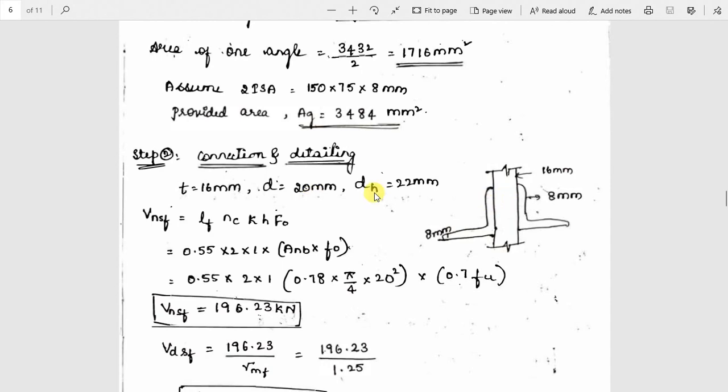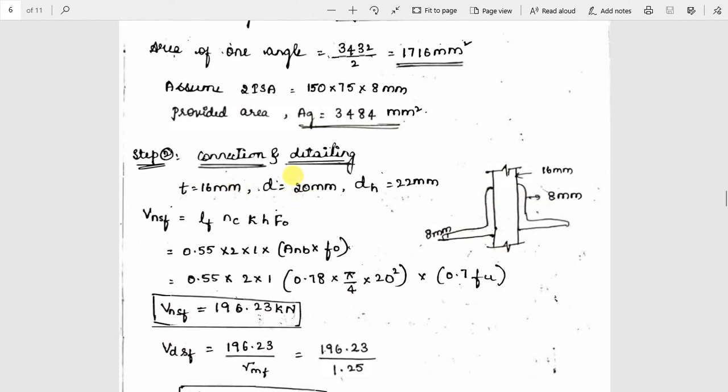So deciding T is between 16 and the summation of these two thicknesses. So T will be equal to 16. Both this value and the summation of these two thicknesses are the same. So T will be 16 mm.